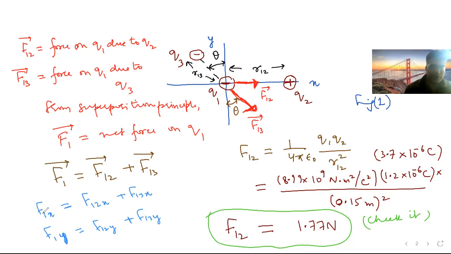So I will first find the x component of F1 by adding the x components of F12 and F13. Then I will find the y component of my resultant force by adding the y component of F12 with the y component of F13. So let us proceed.